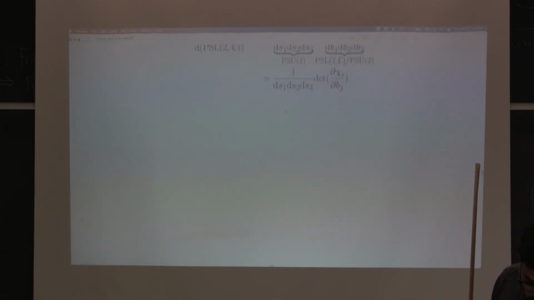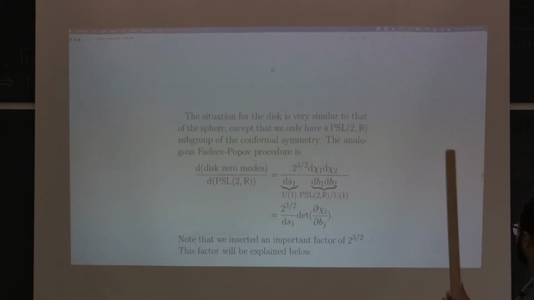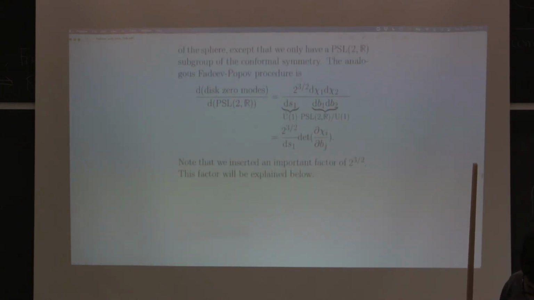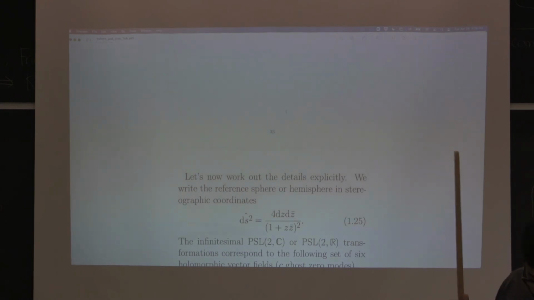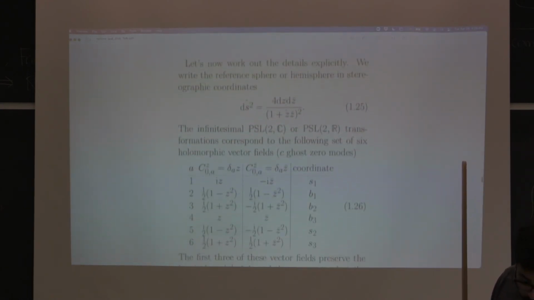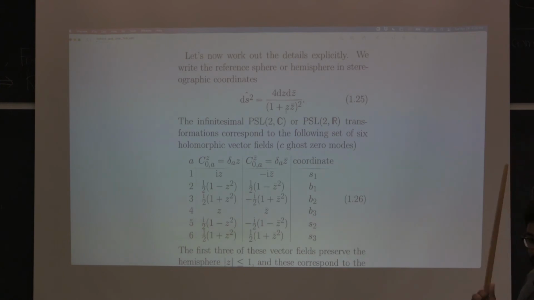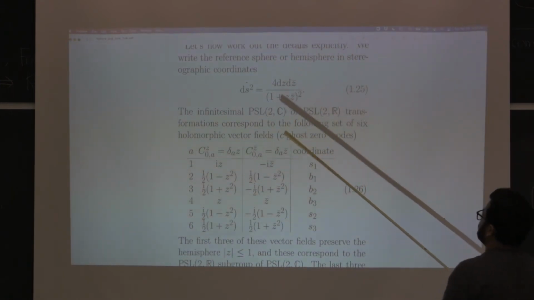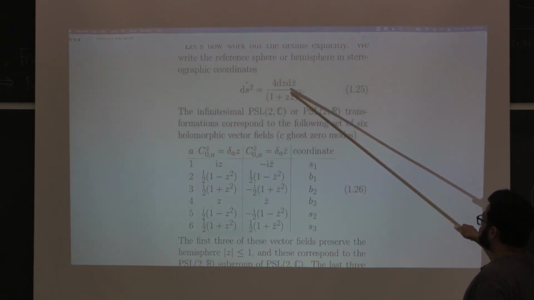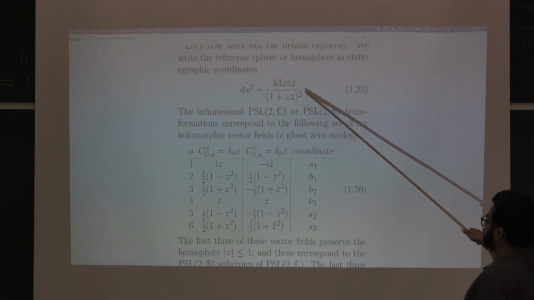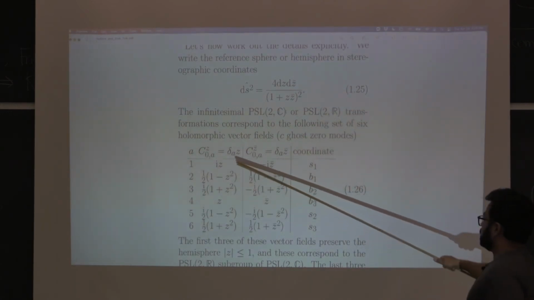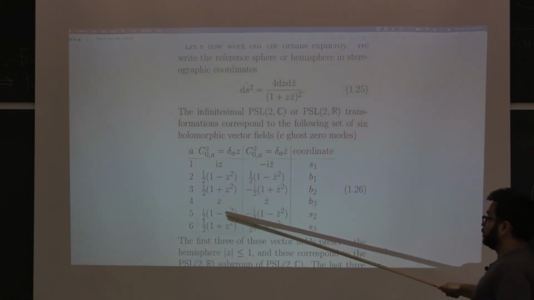And the same thing happens for the disk. Okay, I'll explain the factor of 2 to the 3/2. There are people who are interested, and it's important because we are interested in getting all the factors right. So here's what all these vectors that are broken and so on. Let's write the metric of the sphere in these conformal coordinates. There's a z and a z bar, and a (1 plus z z bar) squared with a 4. This has Ricci scalar equal to 2. These are the 6 conformal Killing vectors on the sphere.